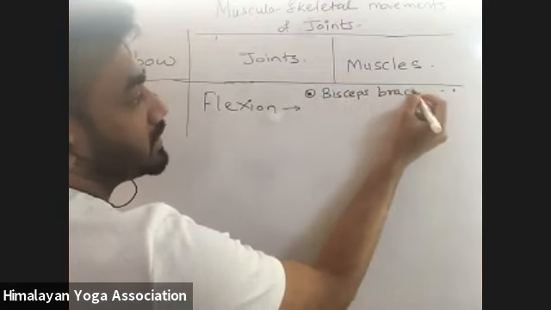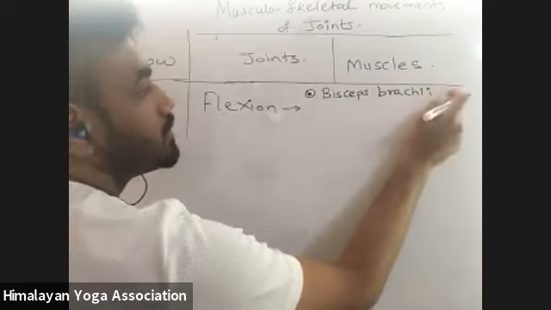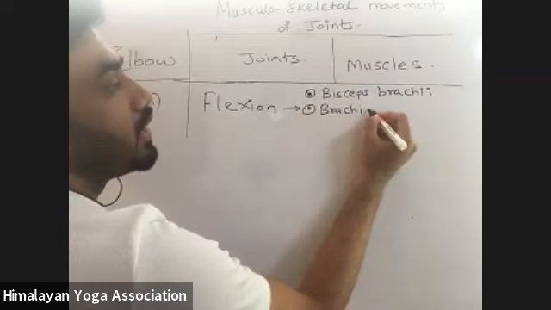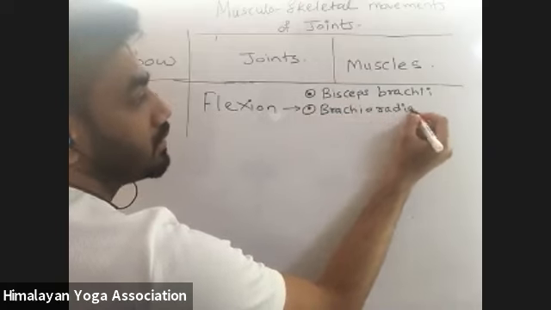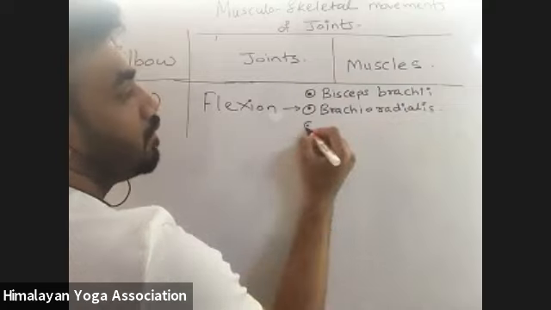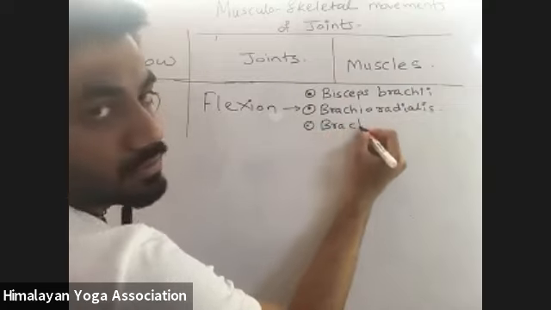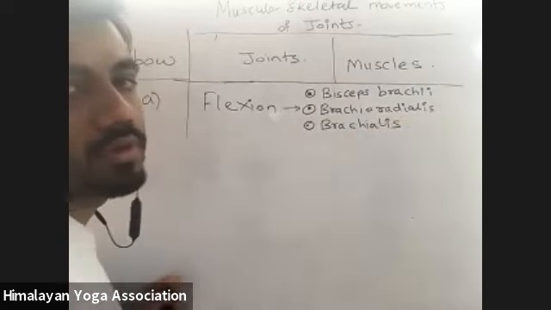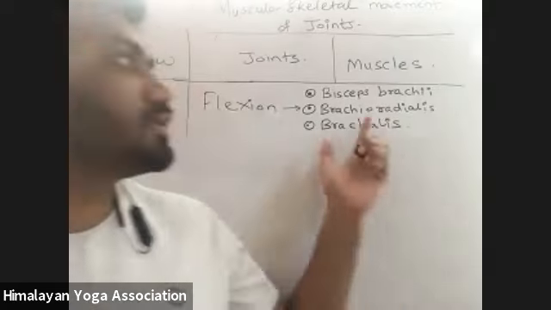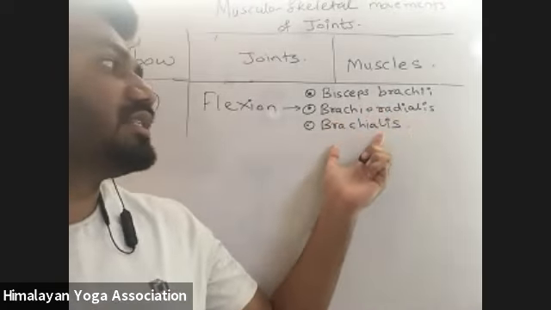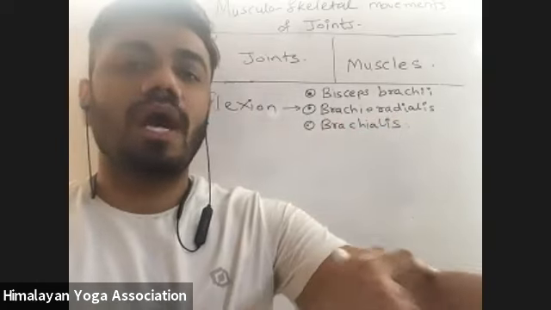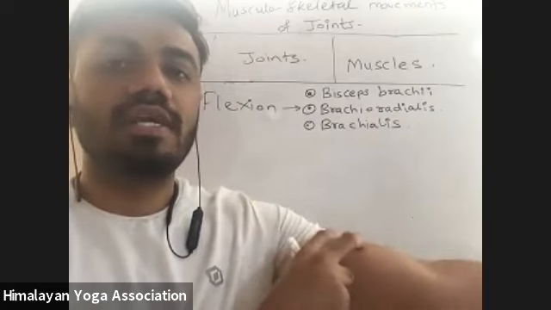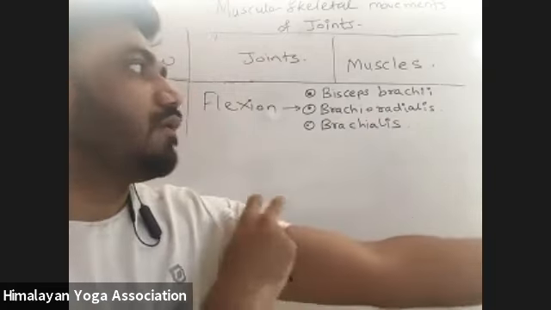biceps brachii muscle. That means towards the front of our arm, our biceps. We have the brachioradialis muscle, and we have the brachialis muscle. Brachioradialis and brachialis are the muscles in our arms. At the side, the brachialis muscles. In the center, we have the biceps with the two heads.